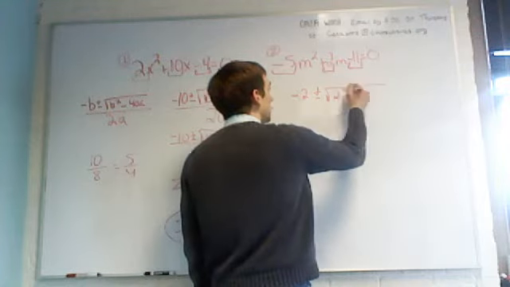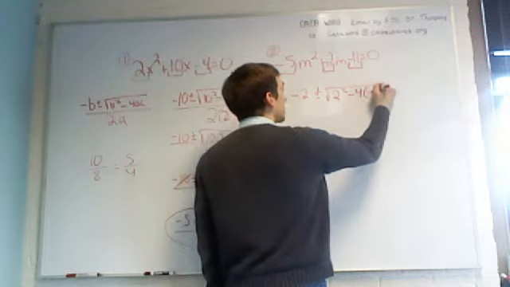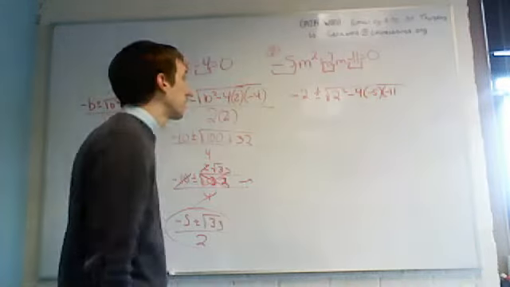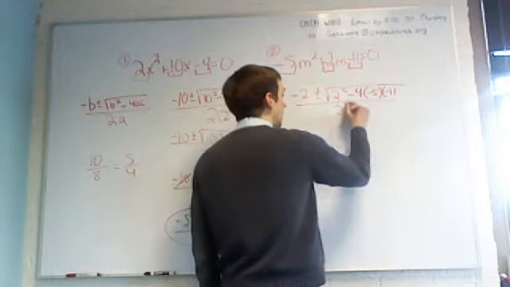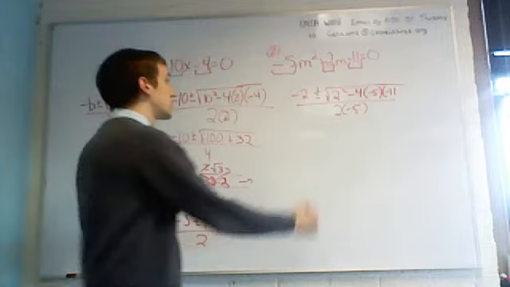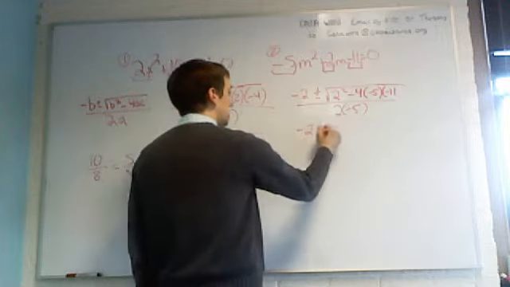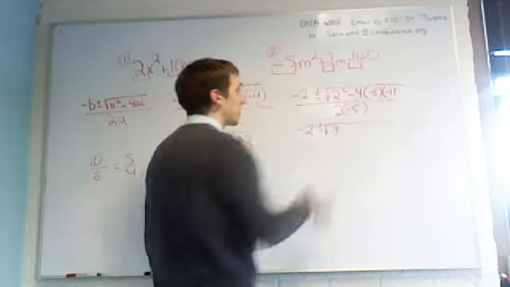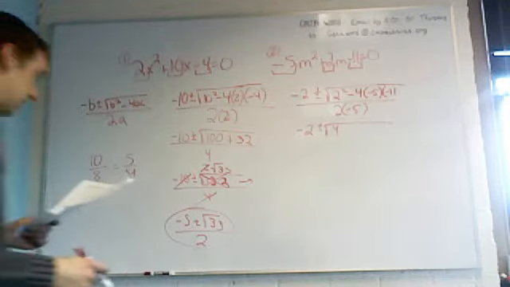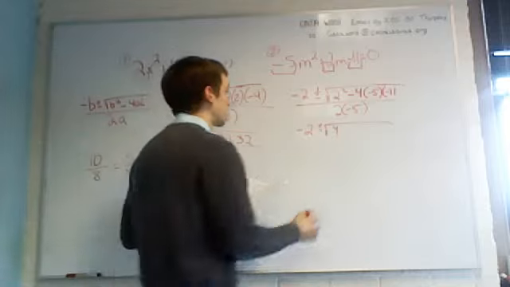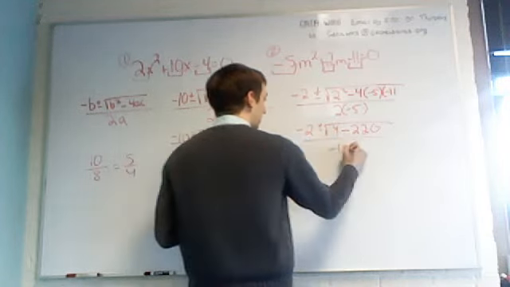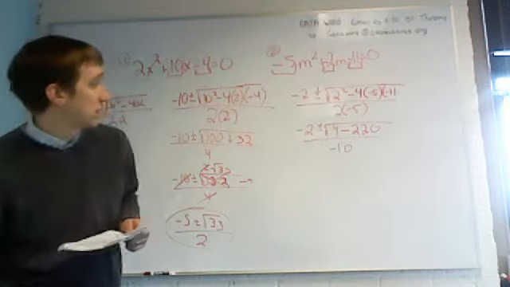So 2 squared minus 4 times negative 5 times negative 11, all over 2 times negative 5. What is 2 squared? 4. Negative 4 times negative 5 is 20. What's 20 times negative 11? Negative 220. So 4 minus 220, all over negative 10. That would be 216.